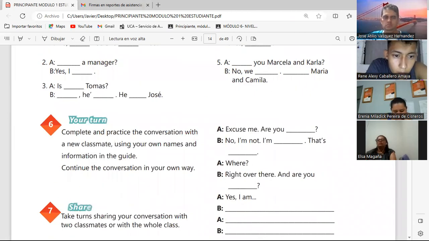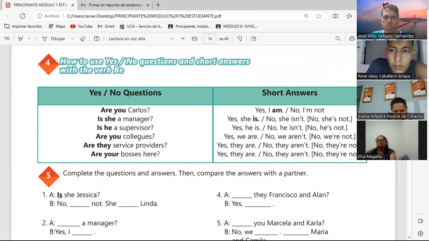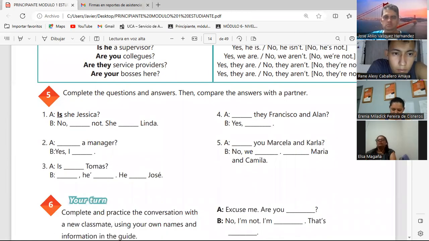Ahí creo, permítanme. No soy bueno jugando con videojuegos, ¿verdad?